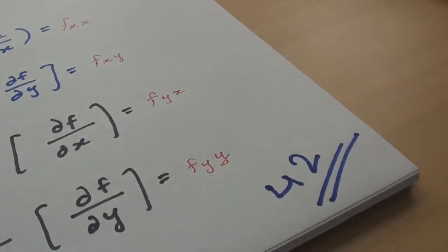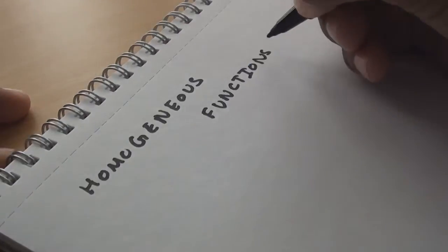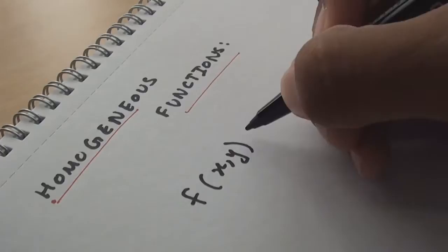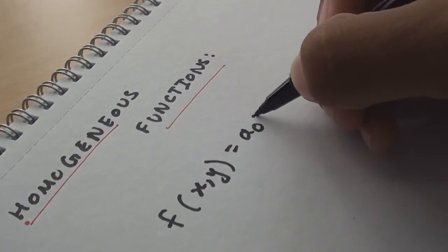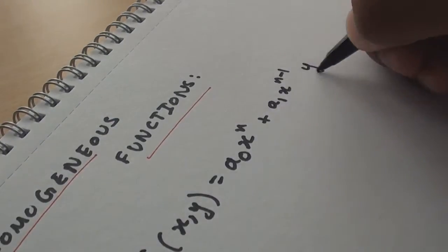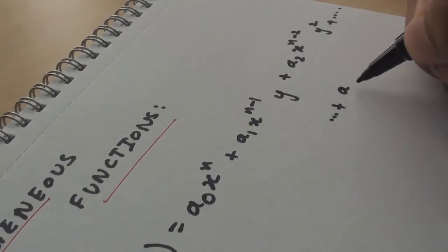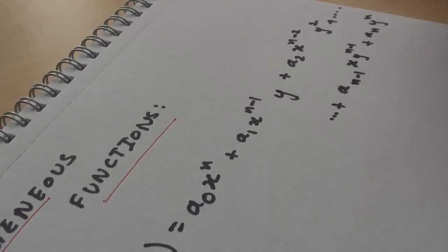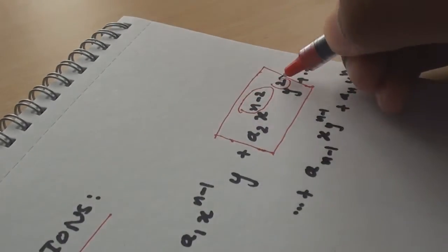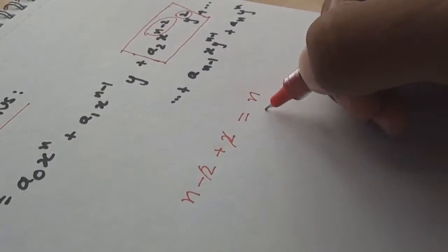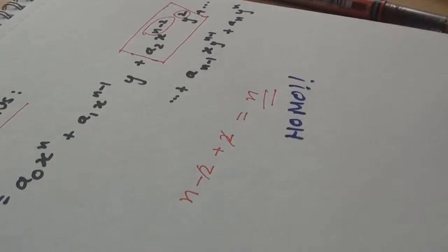Homogeneous functions. A function of x and y is said to be a homogeneous function of order n if the degree of each of its terms in x and y is equal to n. For example, this is a homogeneous function of order n, which means take any term and add the powers of x and y. If it is equal to n, then the function is homogeneous. This should apply to every term.